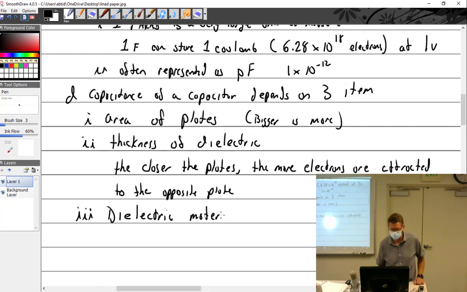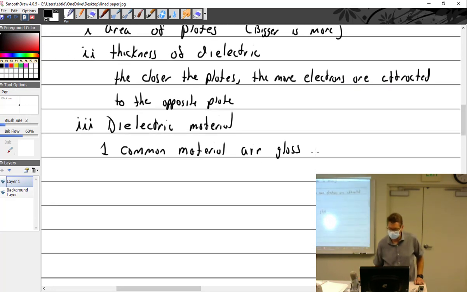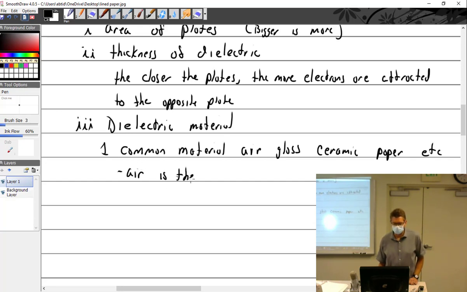So what are my dielectric materials? Well, common materials include air, glass, ceramic, plastics, etc. Glass, ceramic. I could say paper, because it's right there, and other stuff. Air is the standard, with a dielectric constant of 1.